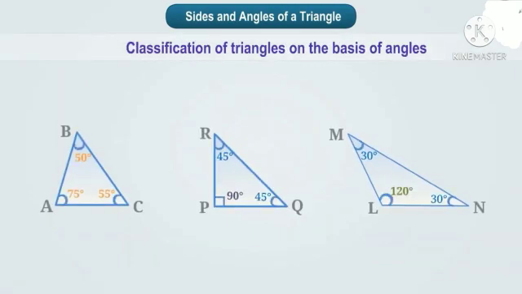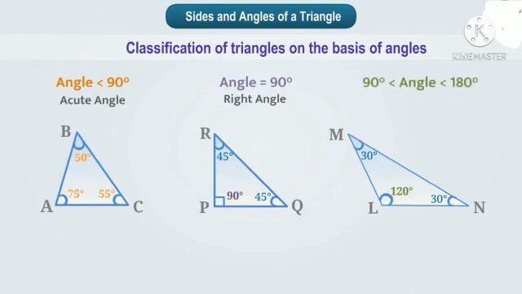We can also classify triangles on the basis of angles. You must remember that an angle smaller than 90 degrees is called an acute angle. An angle which is exactly 90 degrees is called a right angle. An angle which is more than 90 degrees and less than 180 degrees is called an obtuse angle. Now, let us classify triangles based on angles.